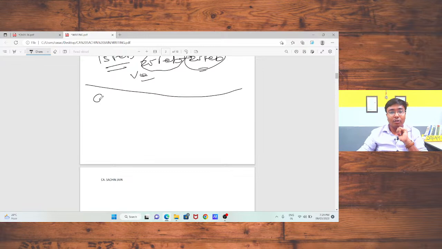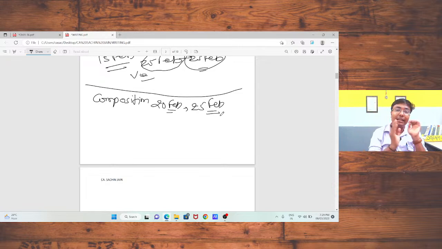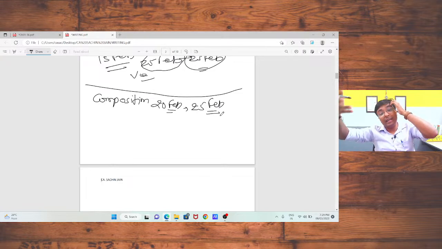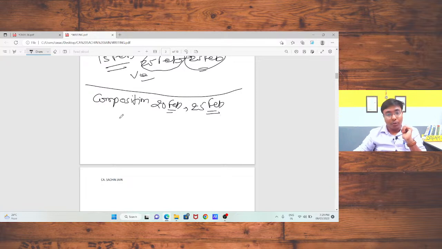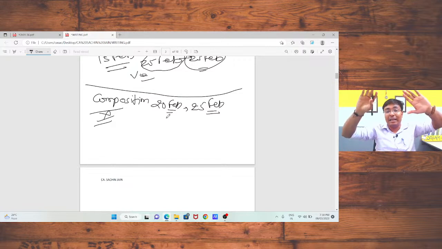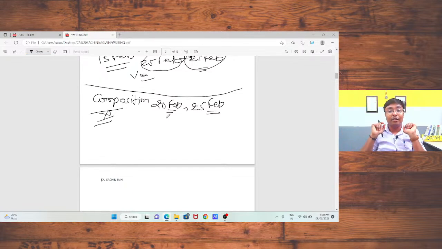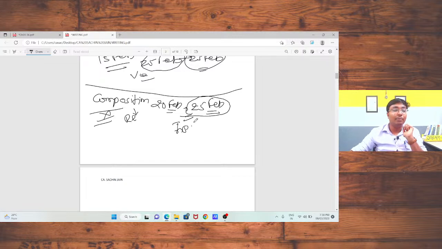I was registered as a composition taxable person on 20th Feb. On 25th Feb, my turnover got exceeded. In that case, I will be liable to pay the tax as a regular taxable person. In composition there is no input tax credit, but in case of regular, I am going to pay tax at a higher rate. So I will be eligible to take the input tax credit also. So in that case, all the stock which is available on the date of liability, that is 25th Feb, I will be eligible to take the input tax credit.